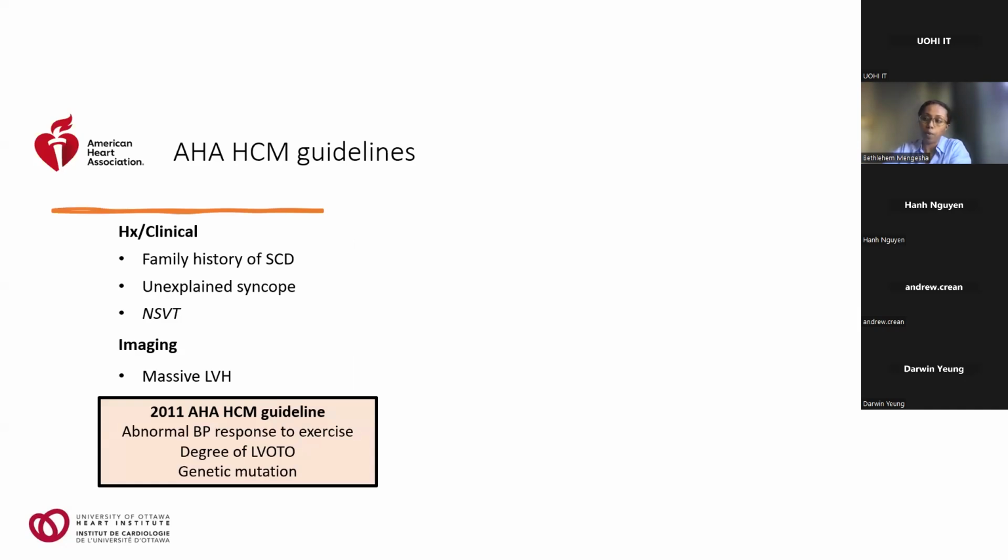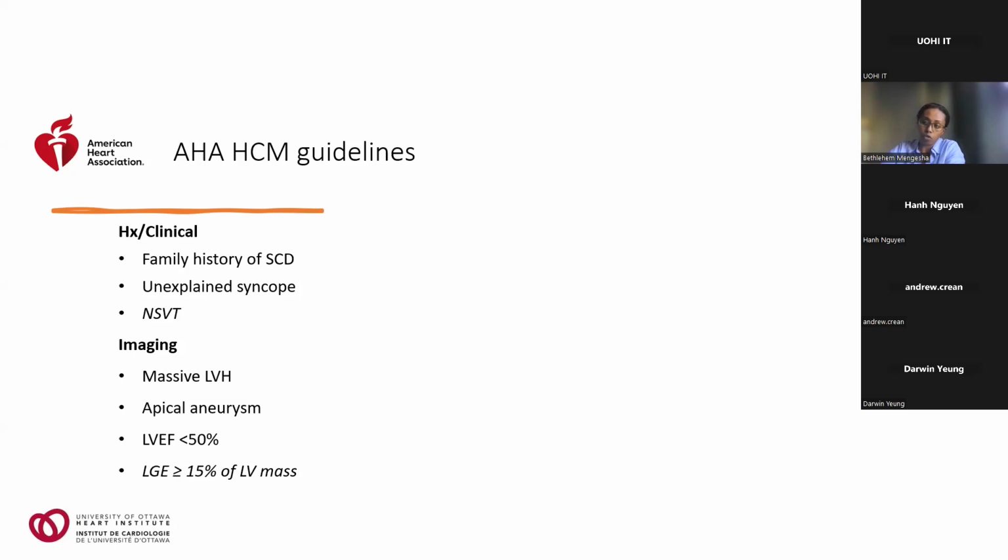Okay, so if we look at the prior 2011 American guideline, it identifies family history of sudden cardiac death, unexplained syncope, non-sustained VT, and massive LVH as a class 1 indication. Abnormal blood pressure response to exercise was a class 2A, and LVOT obstruction and genetic mutation were 2B.